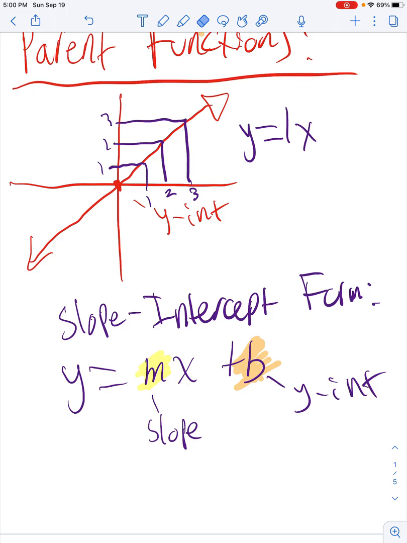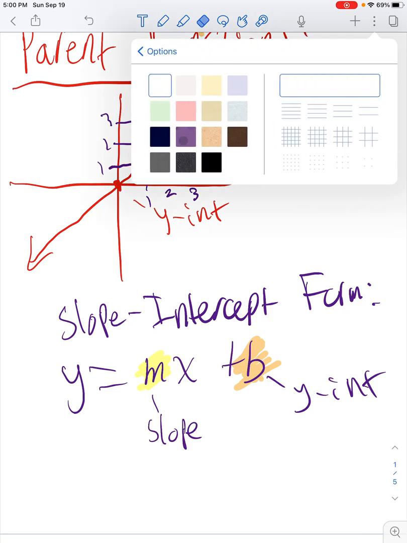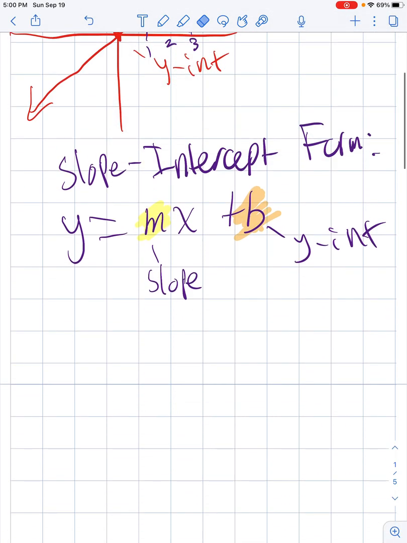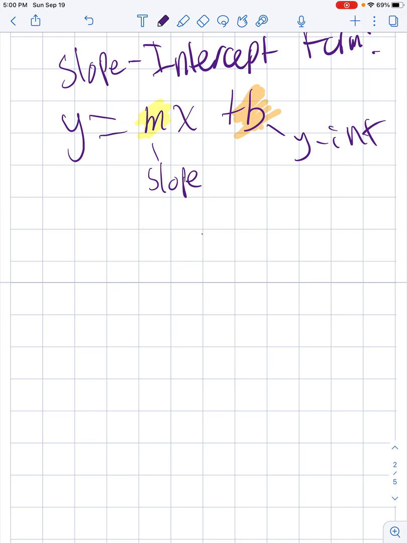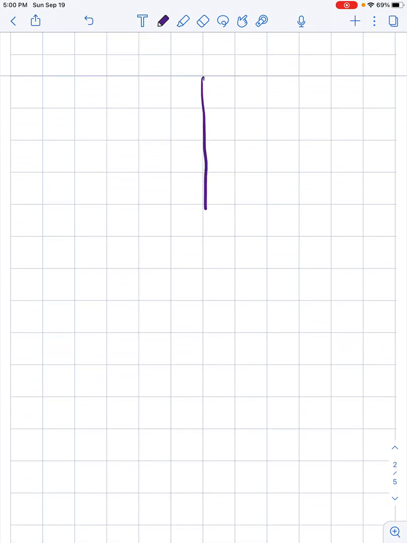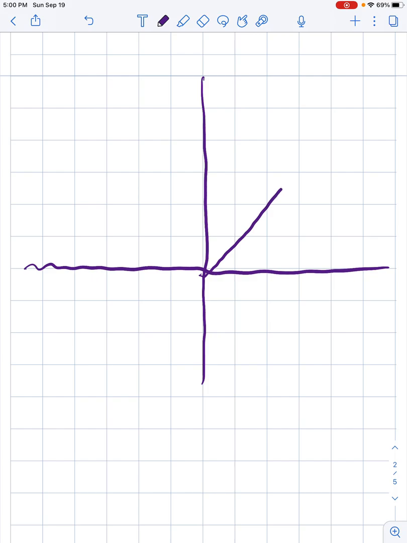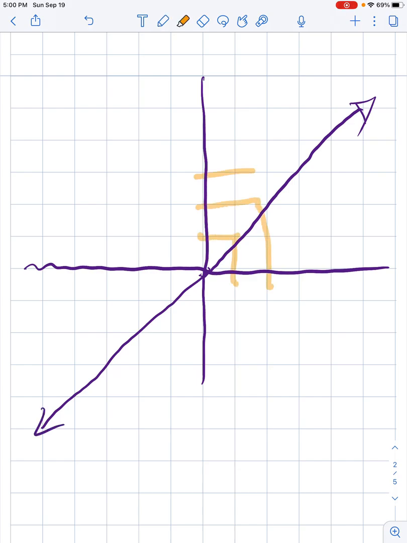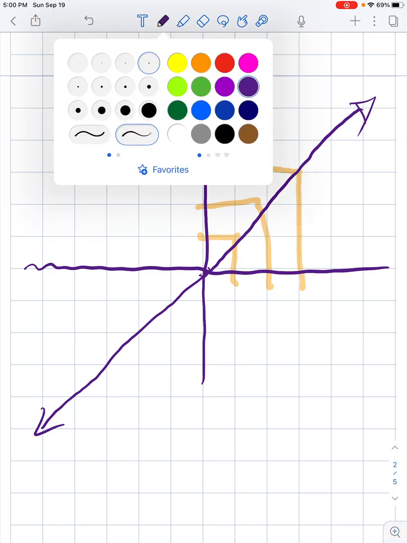So we could just call this line y equals x or y equals 1x. But what if I wanted to graph y equals 2x? Okay, let's take a look. I'm going to start by graphing my line right here, and I'm going to start with the parent function. The parent function is y equals 1x. So for every time x increases, y increases as well. So x is 1, y is 1, x is 2, y is 2, and so on and so forth.